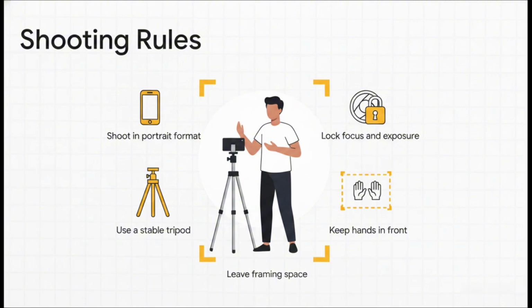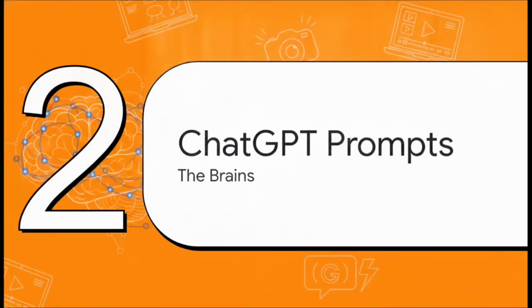Fourth, and honestly, this is absolutely crucial, keep your hand gestures strictly in front of your body. If you leave them too far out, they're gonna get chopped off in the final widescreen edit. And fifth, leave some framing space on your left, right, and top, cutting your bottom frame off just below your chest. Moving right along to Step 2, ChatGPT prompts, the brains.